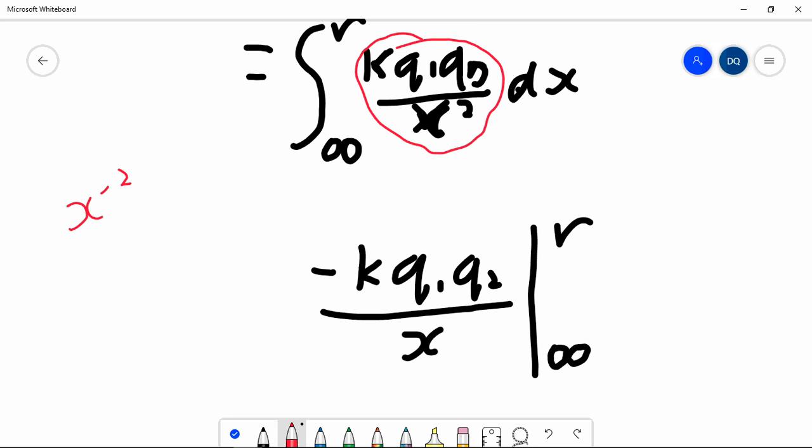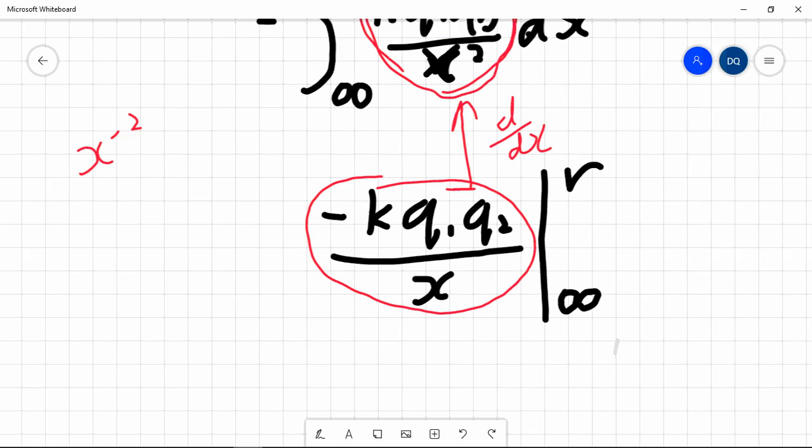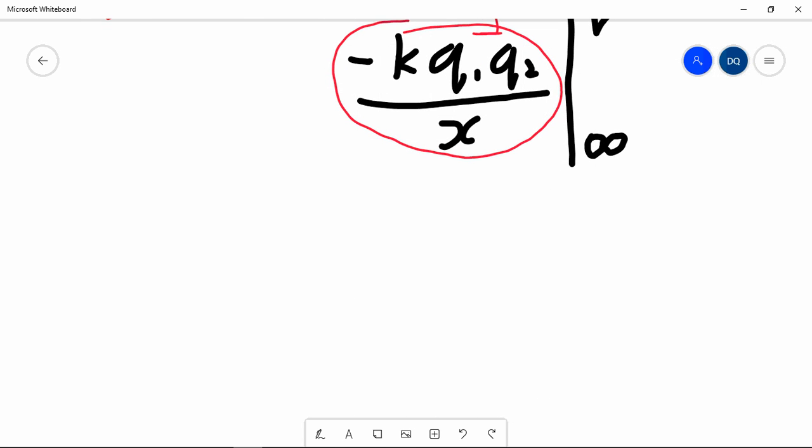However, to see that you understand in principle what's going on here, perhaps you can verify that if you take this and you take its derivative d dx, it should give you that. Verify that for yourself, and that's probably a good enough full understanding at this point. And then come back and look at this later after you've learned integral calculus, and it should make a lot more sense. So we're now going to take this and evaluate it at r, and then subtract from that, evaluating it at infinity.